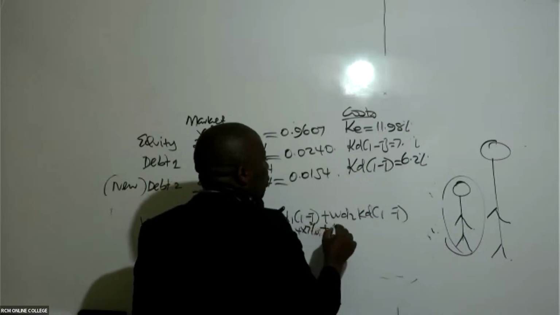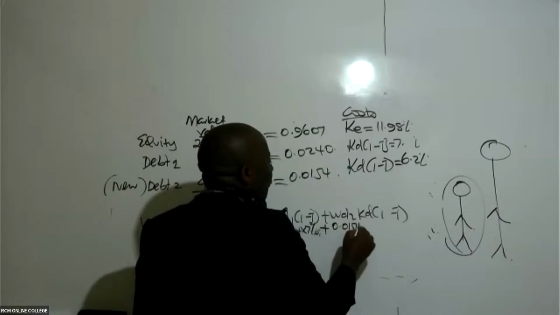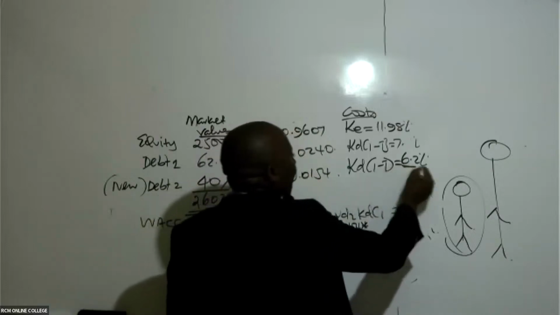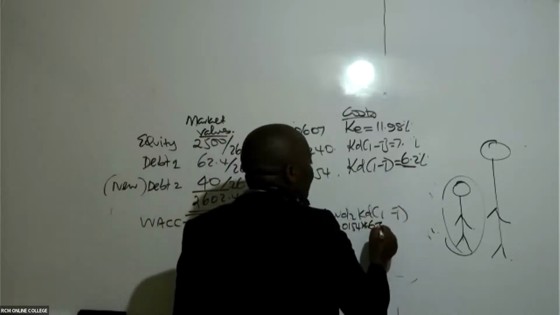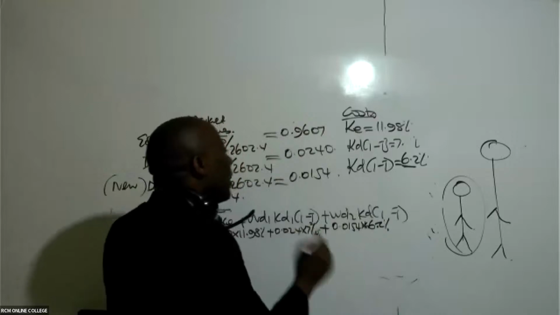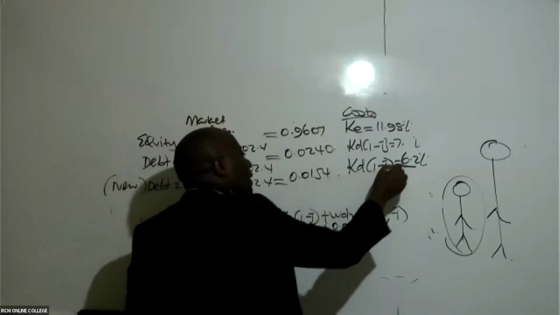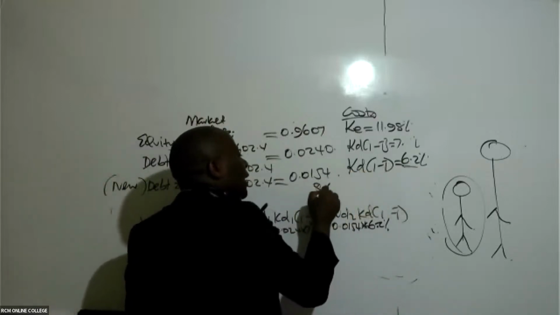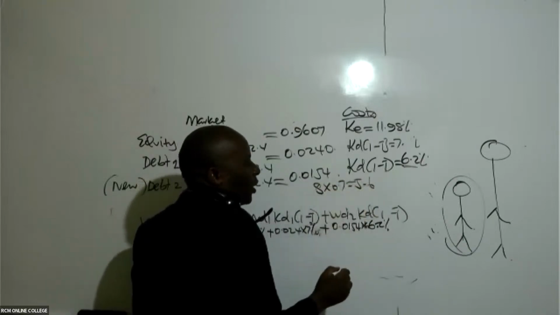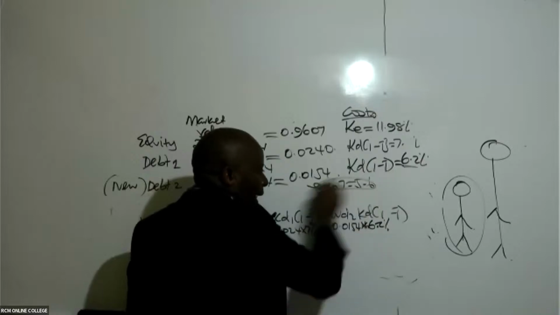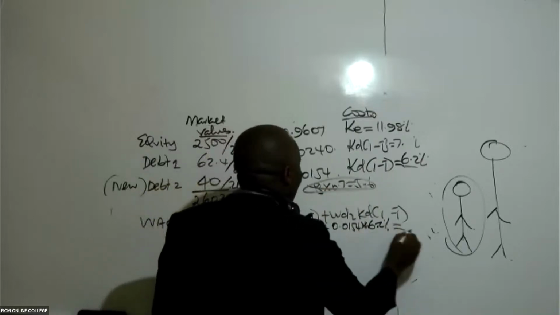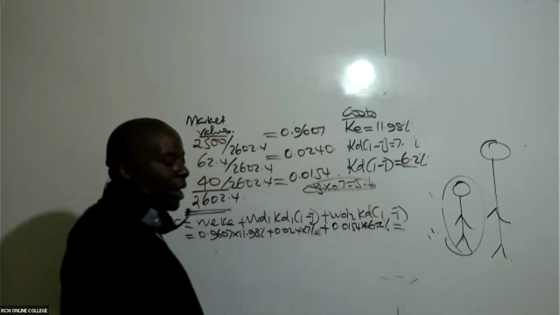So plus weight 2, which is 0.0154 into KD. KD is this one, and this is after tax. Don't adjust it for tax again, because I remember when we were getting this one, the interest was 8 and we multiplied with 0.7 to get 5.6. We did adjust for tax here. So this figure is tax adjusted. So please go ahead and give us this WACC.